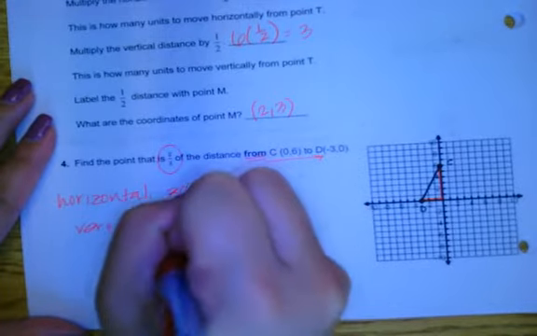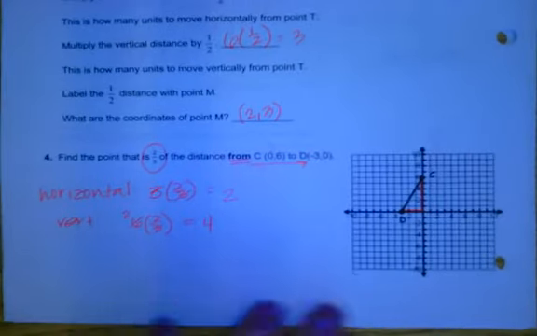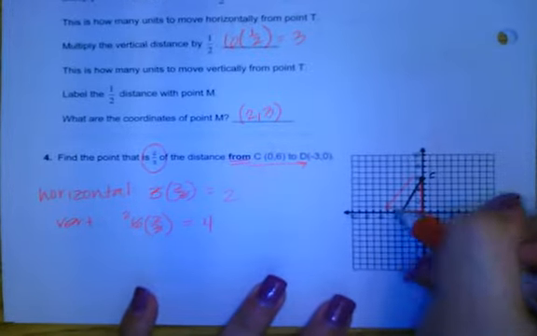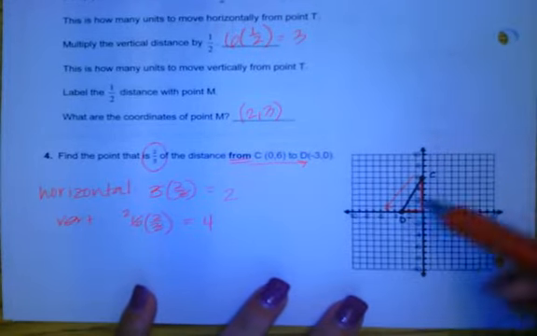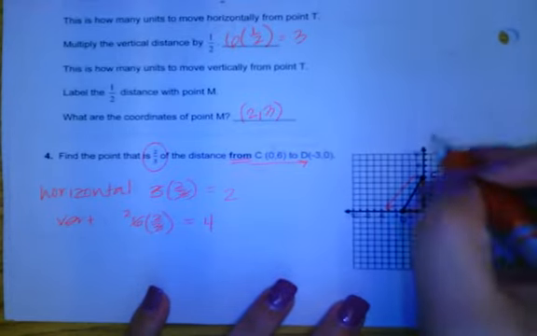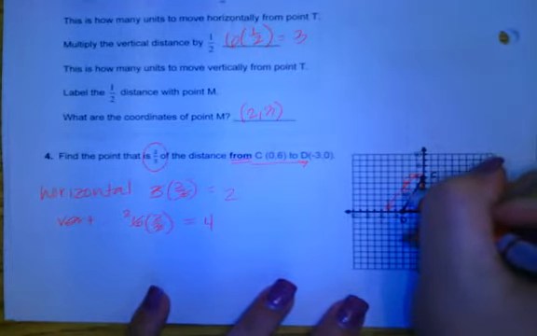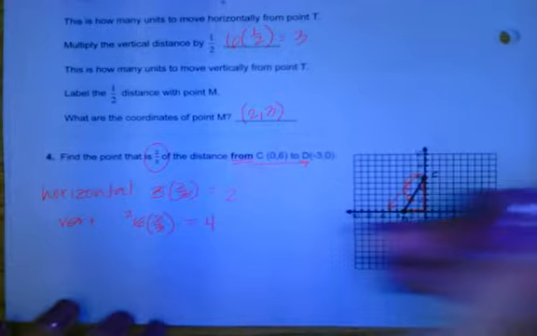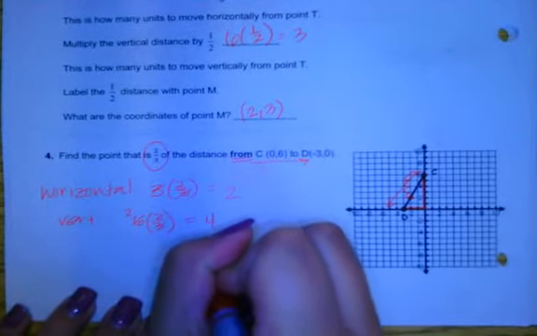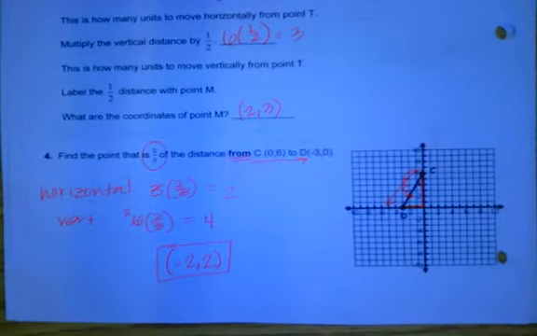2 and 4. Okay, what point were you starting at? C. Raise your hand if you started at D. Okay, so this is why we draw those arrows. Okay, you're moving from C to D. Okay, so we're going horizontally 2 units and then vertically 4 units. Okay, and what's your point? -2, 2. Okay, so if you went from D to C, you got the wrong answer. Okay, so make sure you pay attention to the direction you are moving. Questions?